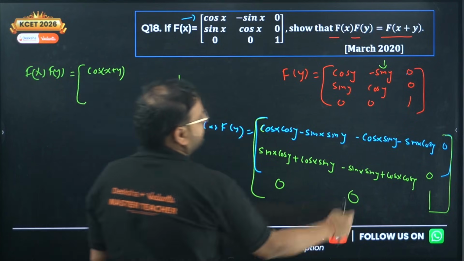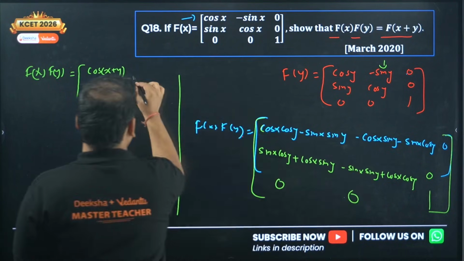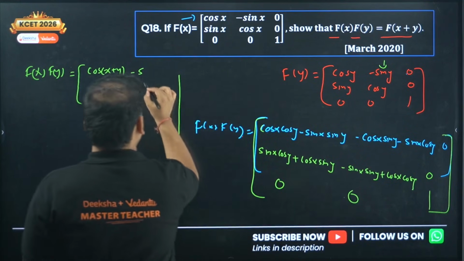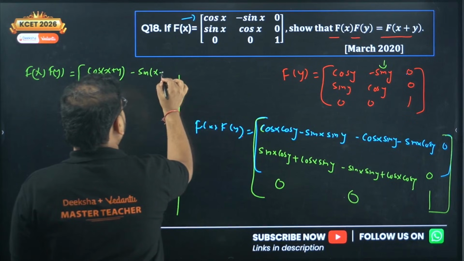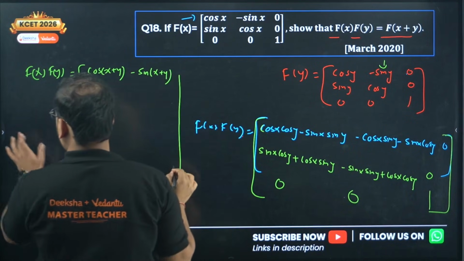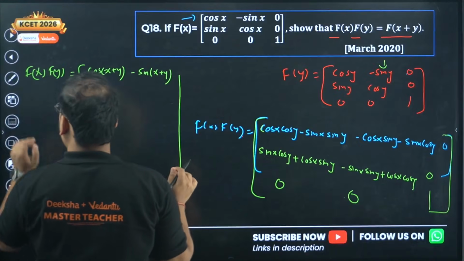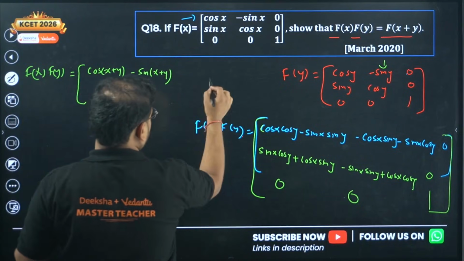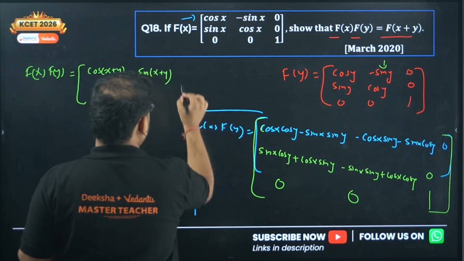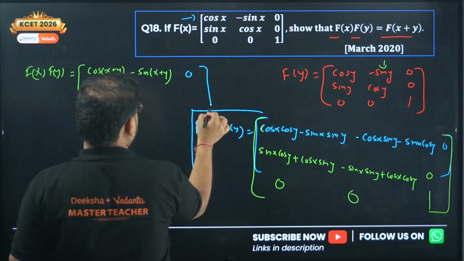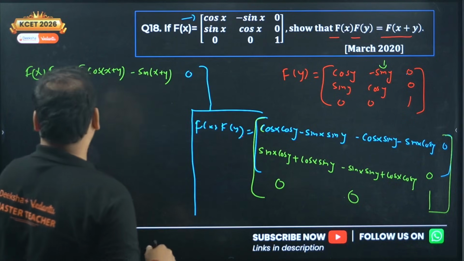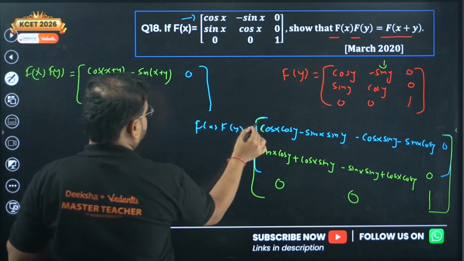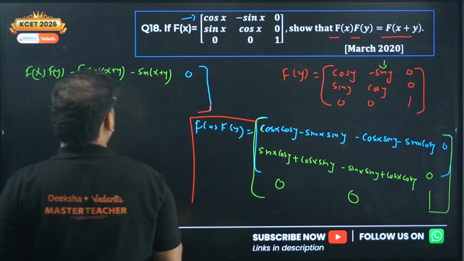Okay, now check this out. Check, minus sign common, it will become sin of x plus y actually, and this will be 0. This will be here. Okay, this will be 0, the last element. The last element. All right. The last element. Okay. Next what?